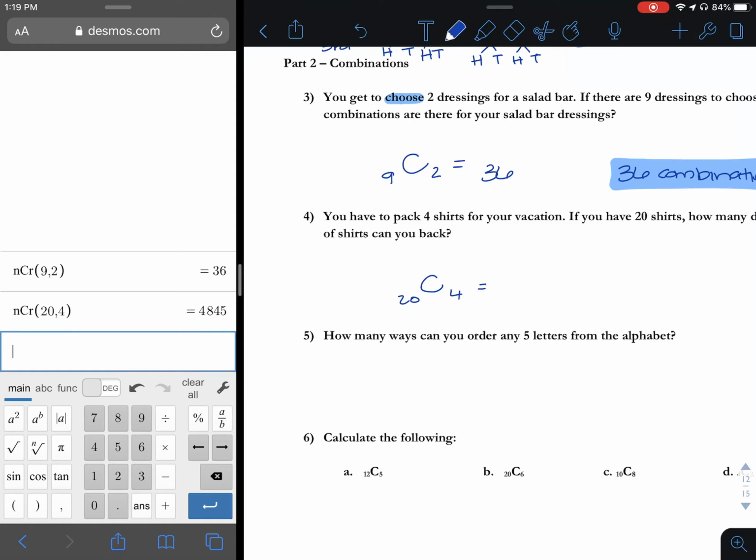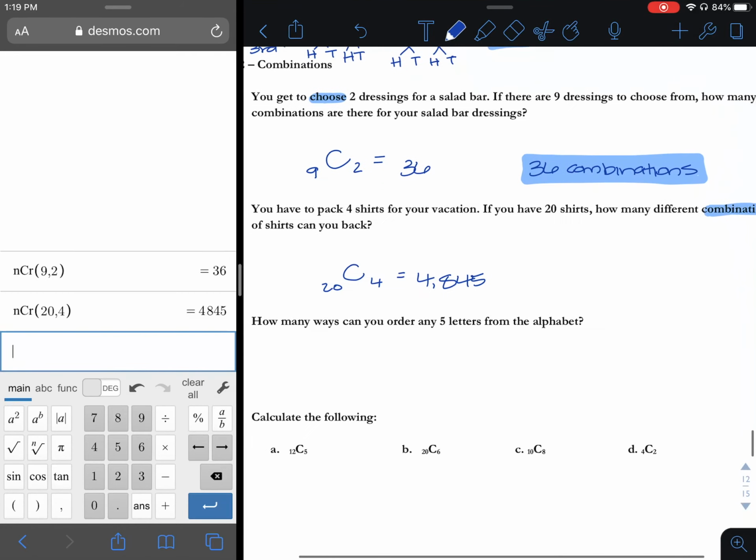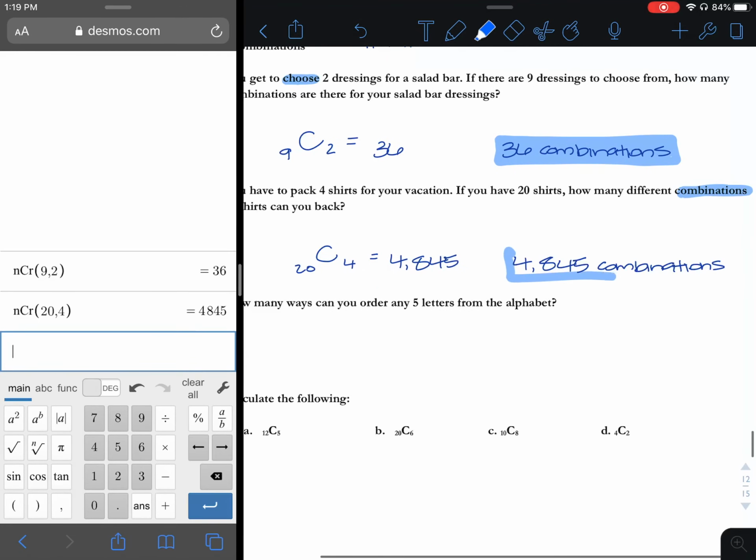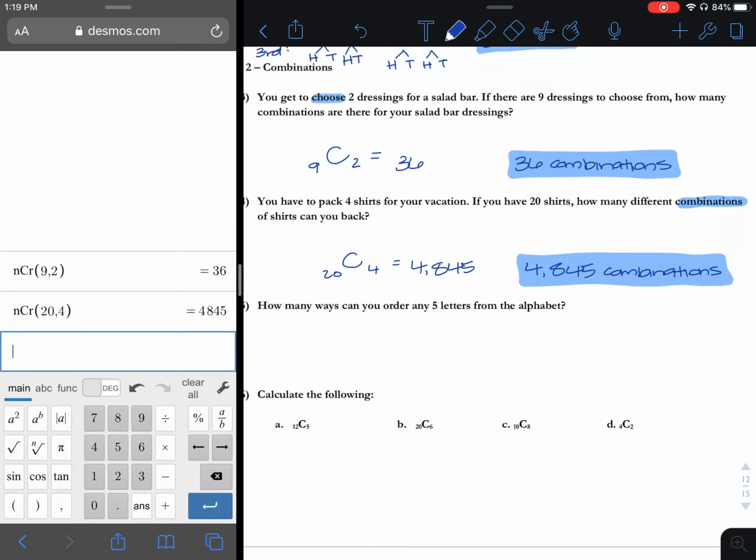So in this case, my answer is 4,845. So I have 4,845 combinations. I have that many combinations to choose from when I am picking the shirts that I want to bring on vacation. That's a lot of different combinations I could pick. And that's totally fine.